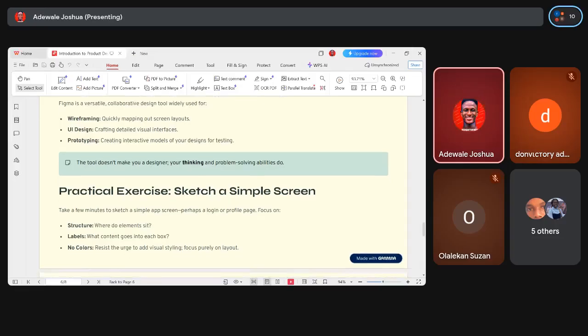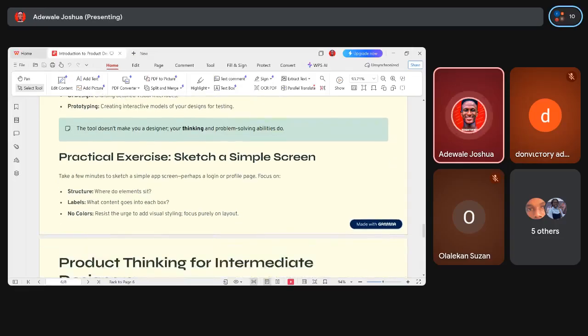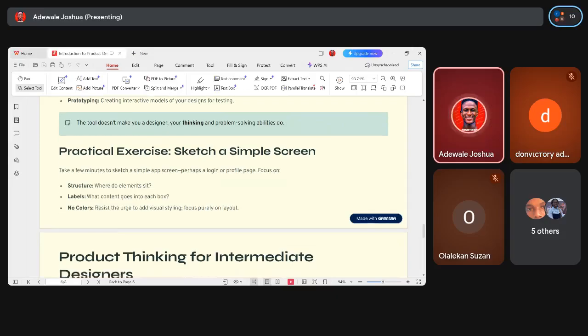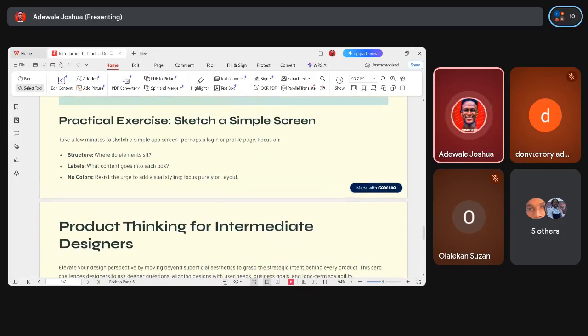So now this is a practical exercise. Just structure where the elements sit, what contents go into this box. Then go with no colors, resist usage, or adding visual styling. Yeah, I can actually still do this. I'll come back to this as well.